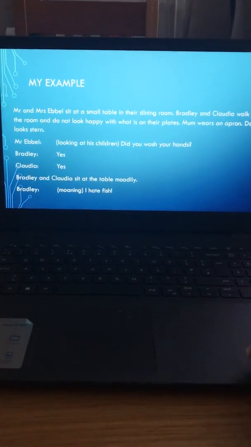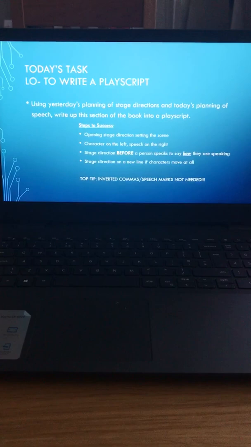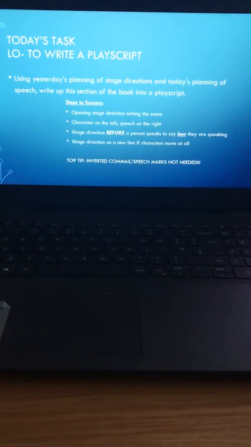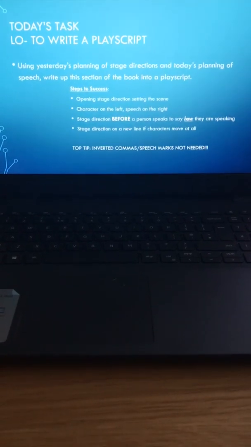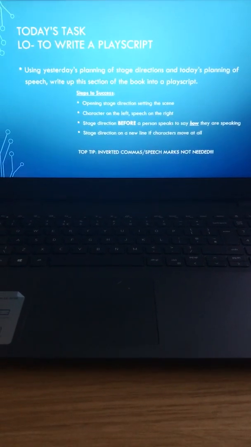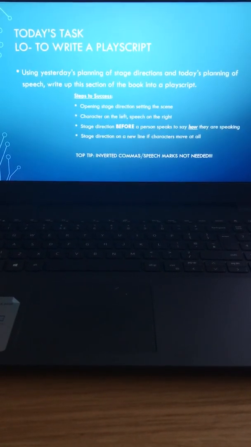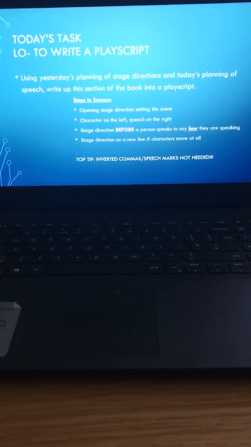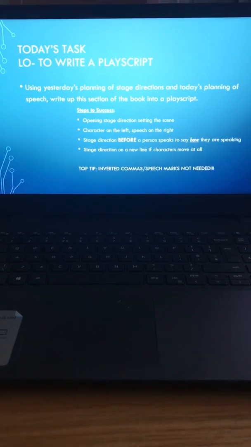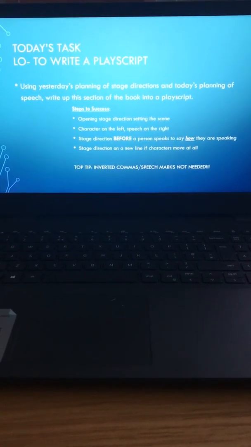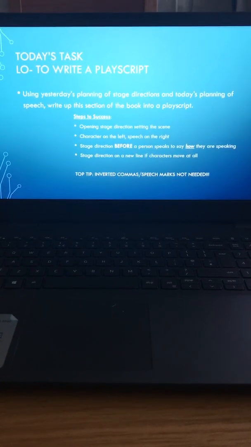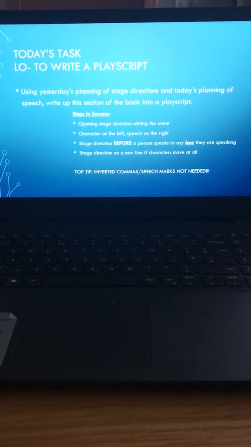Now that's just my really short example there. So today you're going to be writing your own Playscript, which will obviously be longer than that. You can use some ideas from what I've just written, but most importantly, I want you to think of your own. So your LO is to write a Playscript. I've put yesterday, that was a mistake because I planned for you to do it on the Friday. But the last lesson that we did, planning of stage directions, and today's planning of speech, write up this section of the book into a Playscript.